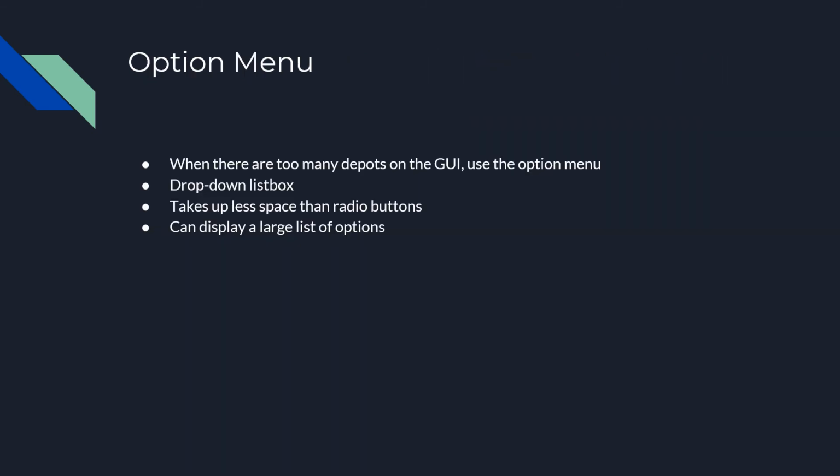However, a problem with the radio buttons is that if we have a number of options that are more than 3 or 5, then we will have a hard time writing all the radio buttons down. So we need to use an option menu when we have many choices. When there are too many options on the GUI, we use the option menu, which is the drop-down list box, and it takes up less space than the radio buttons because it can display a large list of options in a single entry field looking format.